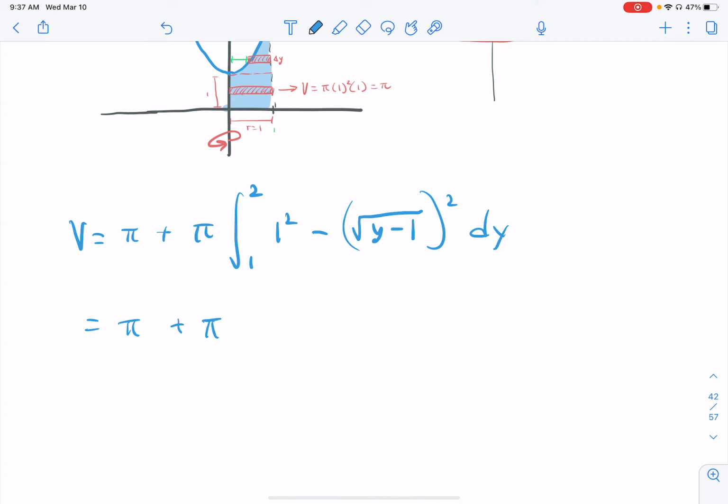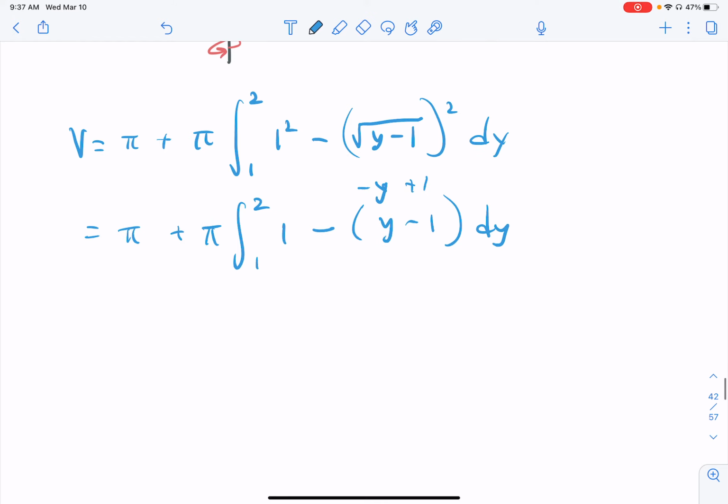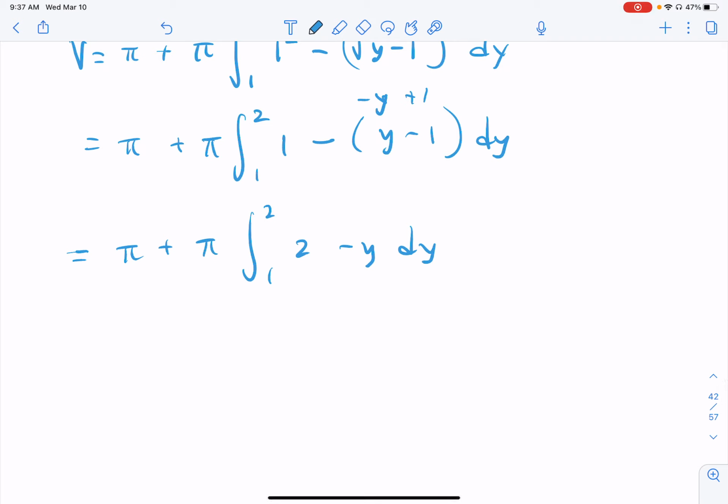Carry this stuff down. And then let's go ahead and integrate. Actually, let's clean this thing up just a little bit first. 1 to 2, that's going to be just a 1 minus parentheses, just y minus 1 whenever I square that guy, dy. Let's distribute our negative through here. So it'll be a negative y plus 1, which is going to add up with the other one that I have there, 2 minus y. Wow. Problem turned out to be really easy when all was said and done.